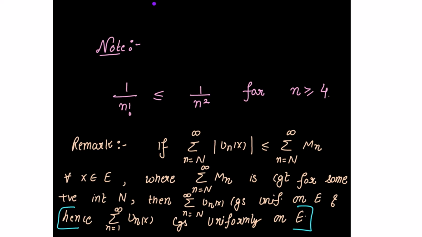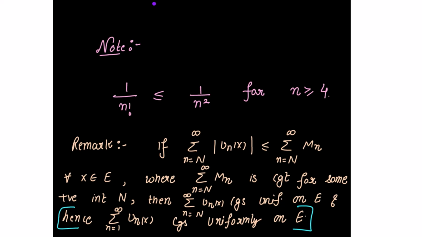And then there is a remark written over here that if summation n starting with a positive integer capital N to infinity of mod of u n x is less than or equal to summation n starting with capital N to infinity of M n for all x belonging to E, where this right hand side infinite series is convergent for some positive integer capital N, then the left hand side infinite series, summation n starting with capital N to infinity u n x, converges uniformly on E, and hence the infinite series that starts from n equal to 1 converges uniformly on E.